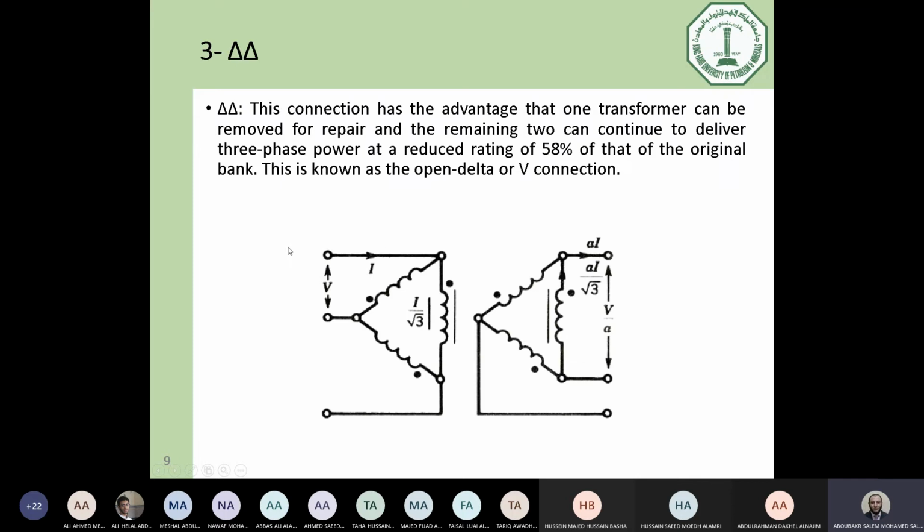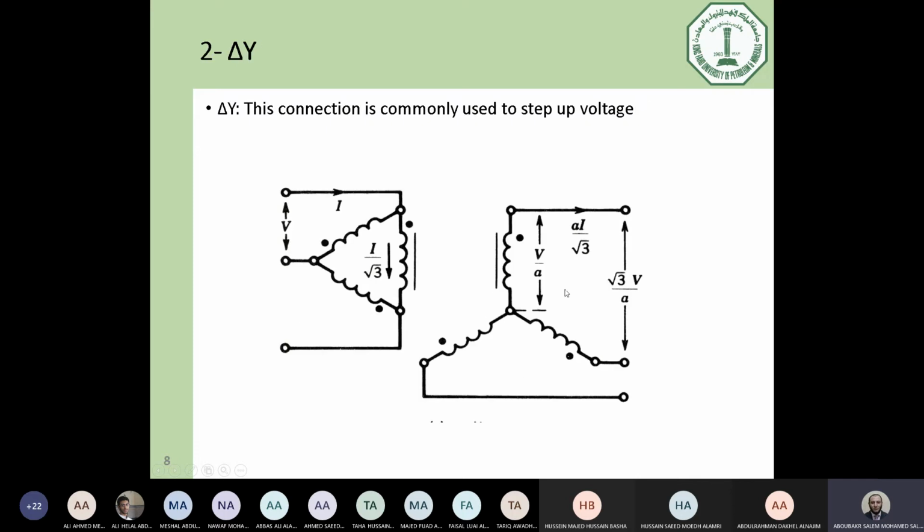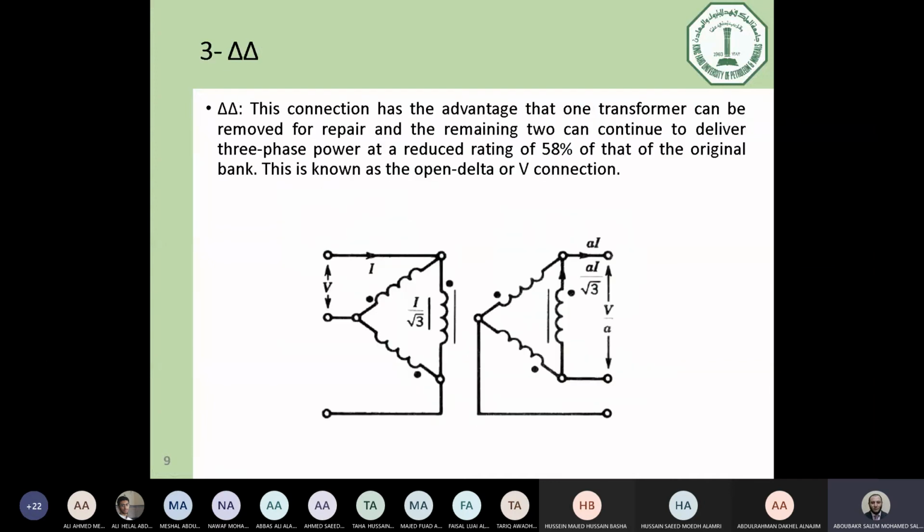However, if we consider a delta connection, for instance here in delta star, if you have a third harmonic moving in these coils, it will not appear in the delta connection. It will be circulating in the phases and will not move on the output lines. So, delta star or star delta are preferred as connections compared to the star-star connection.